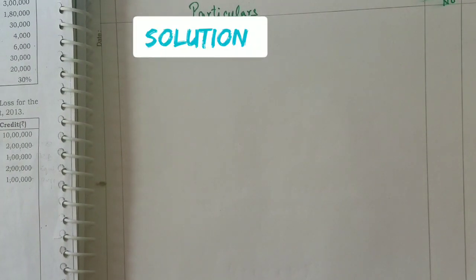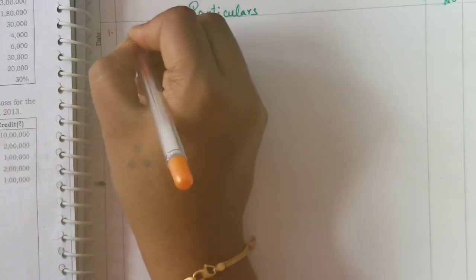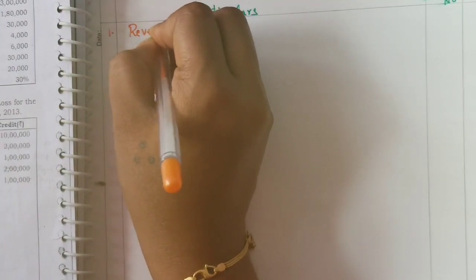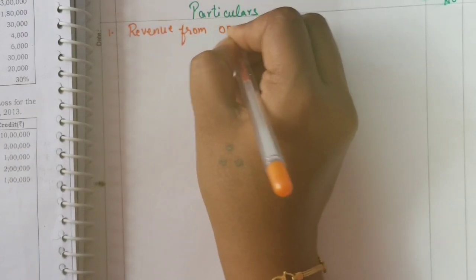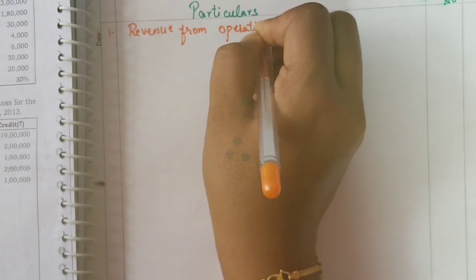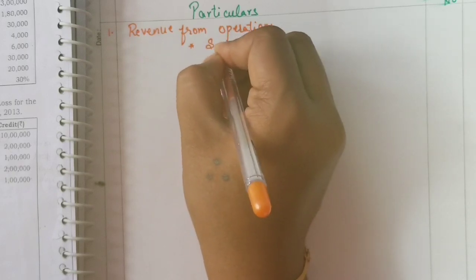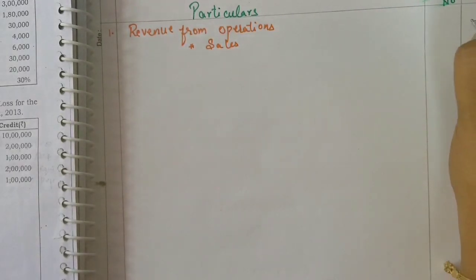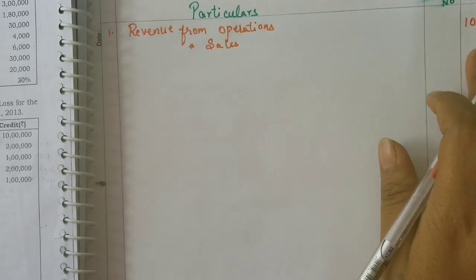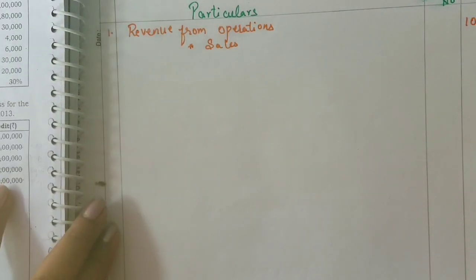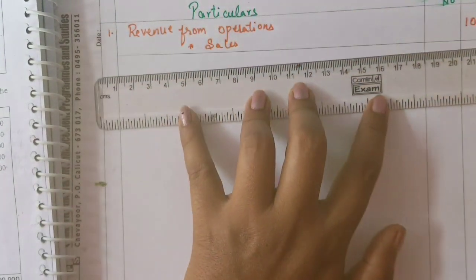Now moving on to the problem. How to solve it? We will start with the problem. First, we will start with revenue. Revenue from operations. They have given only the sales, that is rupees 10 lakhs. So only one item is there. We will make the total of revenue. Total revenue.